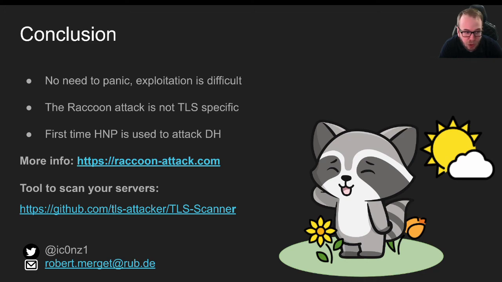If you want to find more information on the Raccoon attack, or you want to read the paper, you can find it on raccoonattack.com. And if you want to find out if your servers are vulnerable to the Raccoon attack or the direct Raccoon attack, we have a TLS scanner. It's also called TLS-Scanner on the GitHub repo. You can download it, and it also checks the implementation specific variants with these deterministic and non-deterministic side channels.